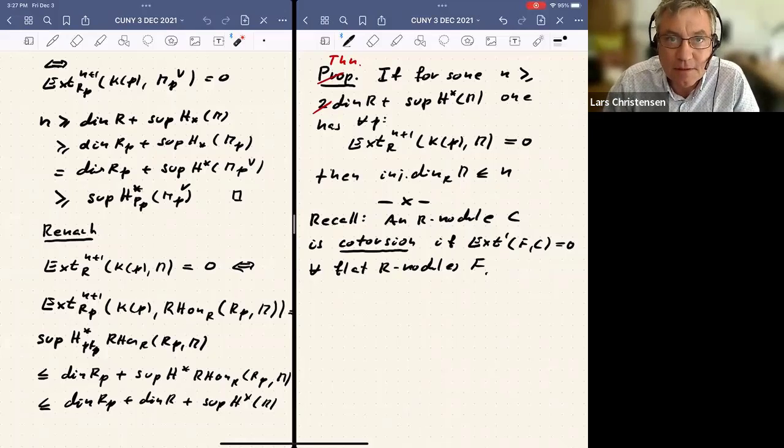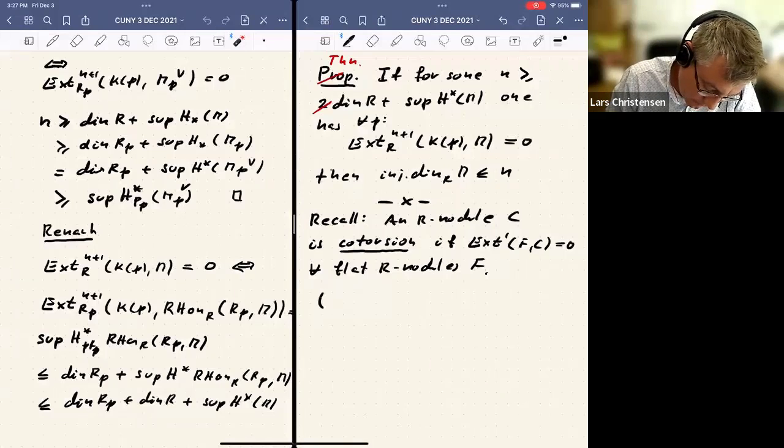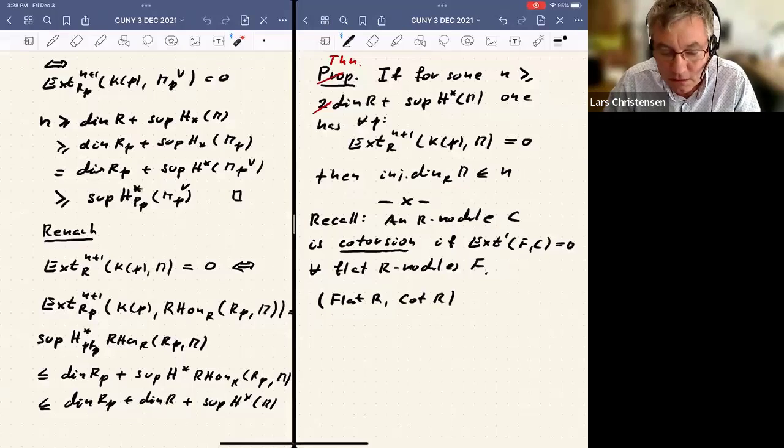Standard dimension shifting will show that actually all higher Ext's will be zero, and actually all higher Ext against any module of finite flat dimension will be 0. But this is the definition, and I'm not going to need much more than that today. So the pair of flat R-modules and cotorsion R-modules is the original example of a cotorsion pair. Cotorsion pairs get studied in the abstract, but this is the most obvious example.